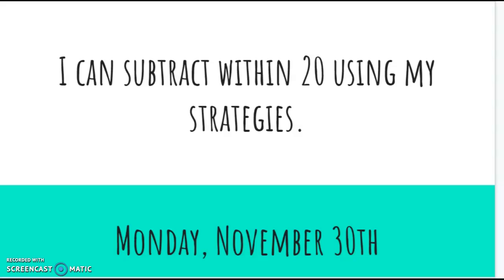It is Monday, November the 30th, and it is the last day in November. I cannot believe we're almost to the last month of the year. We are going to work this week on subtracting within 20 using all different strategies. So it is Monday, November the 30th.